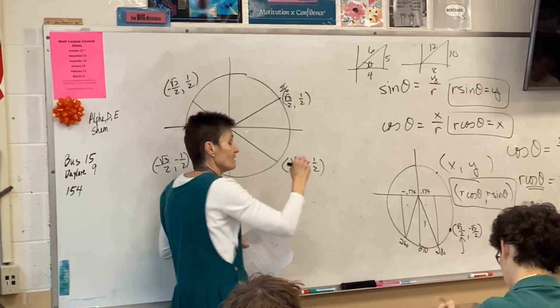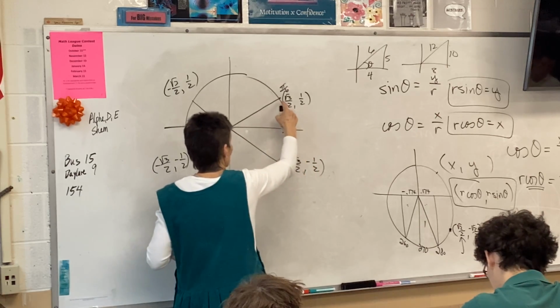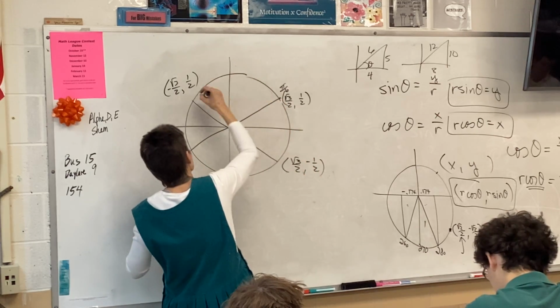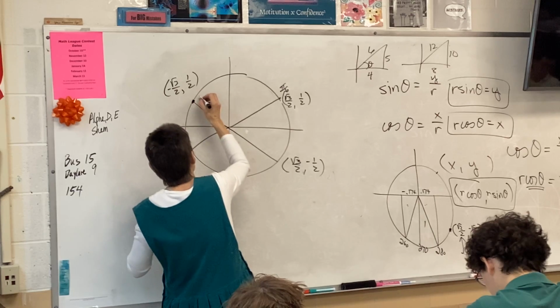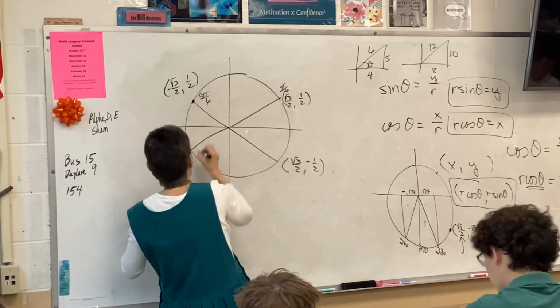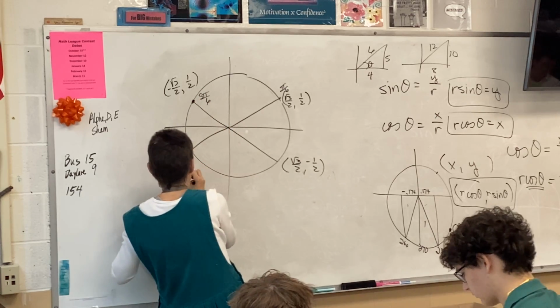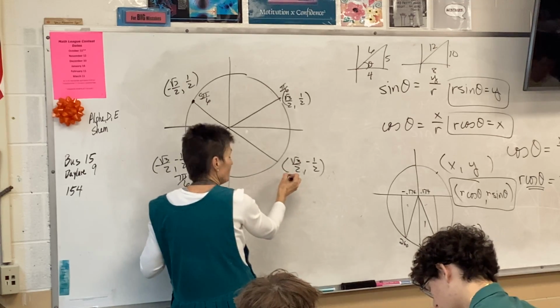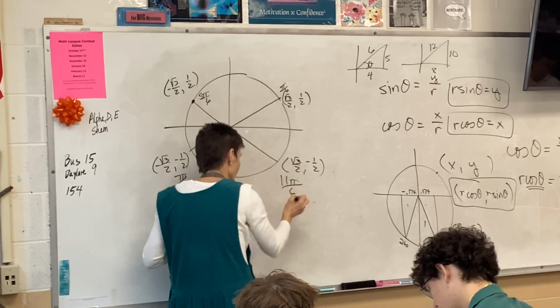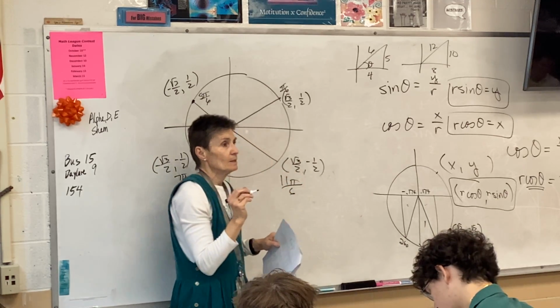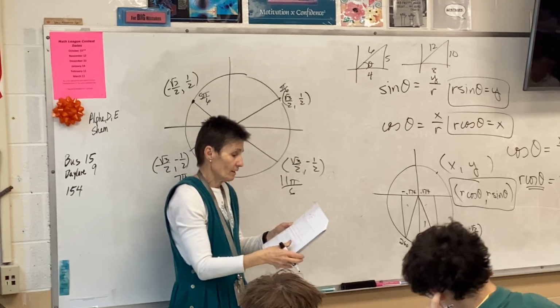Just for fun, let's see if we can label the pi over 6's. So this is pi over 6. What's this one over here? 5 pi over 6. Beautiful. How about this guy? 7 pi over 6. And the last one? Wonderful. You doing that without your unit circle? Very good.